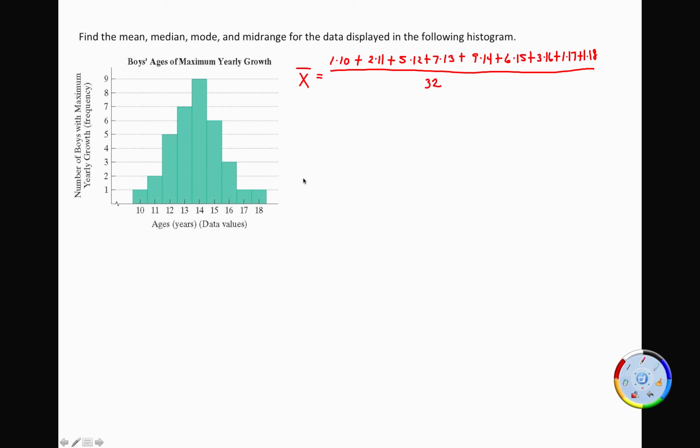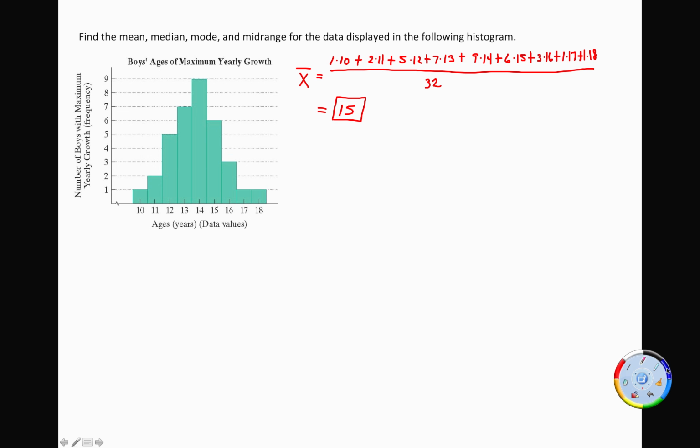10 plus 22 plus 60 plus 7 times 13 plus 9 times 14 plus 6 times 15 plus 3 times 16 plus 17 plus 18, all divided by 32 to get 15.0625. So let's say 15.